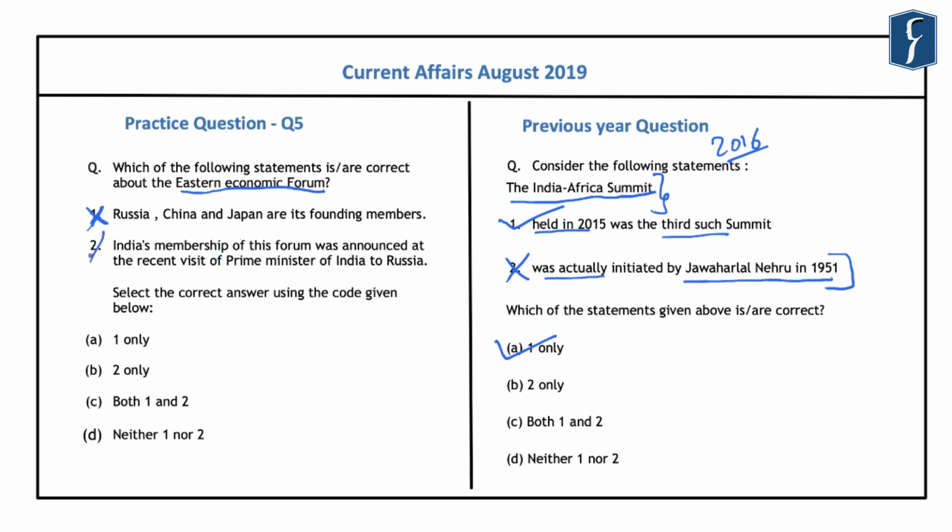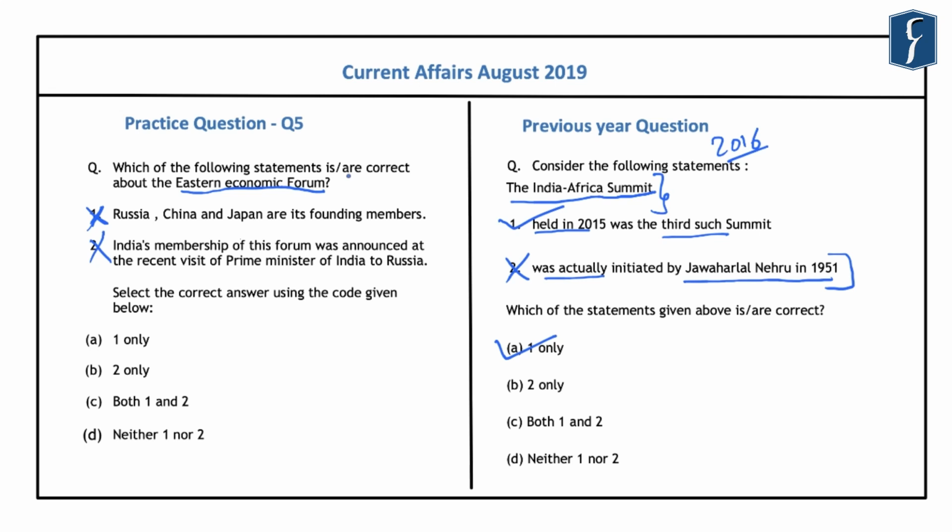And the second statement is also incorrect because India's membership was not announced at the recent visit of the Prime Minister of India to Russia. And at this summit, the Indian Prime Minister announced the Act Far East policy for Russia and also announced a support of $1 billion for the development of the Russian Far East. Now, as India has announced its support for the development of the Russian Far East, this topic related to the Eastern Economic Forum becomes extremely important for us from the preliminary examination point of view.